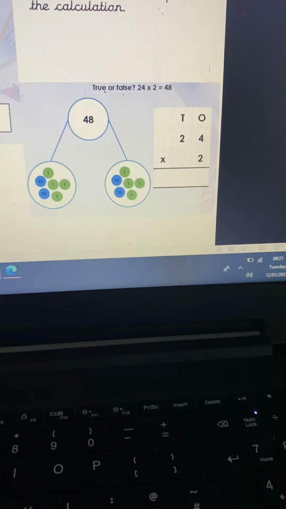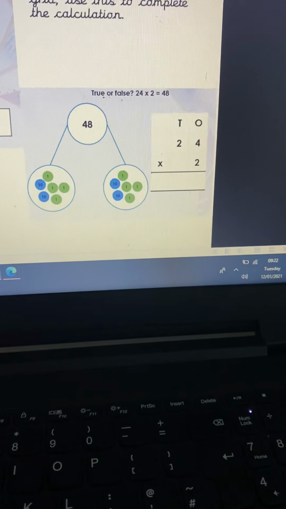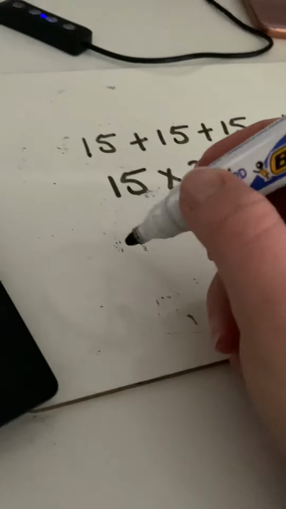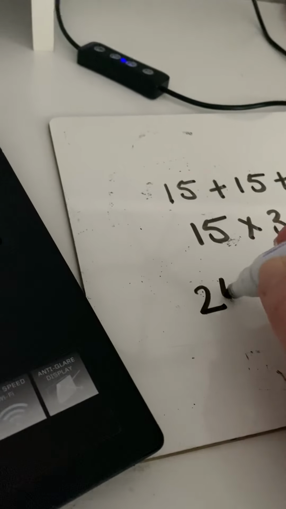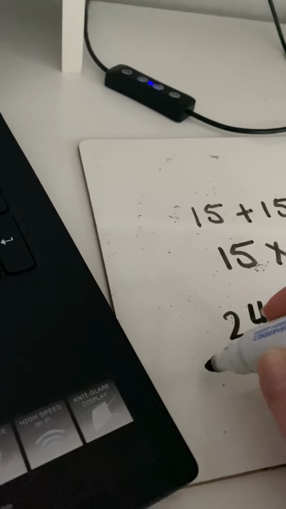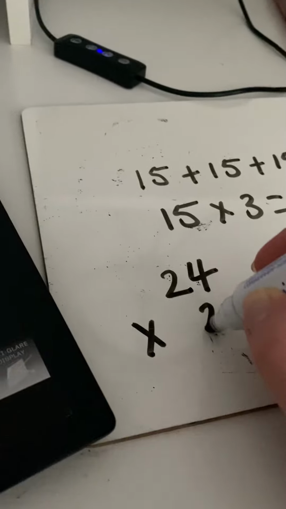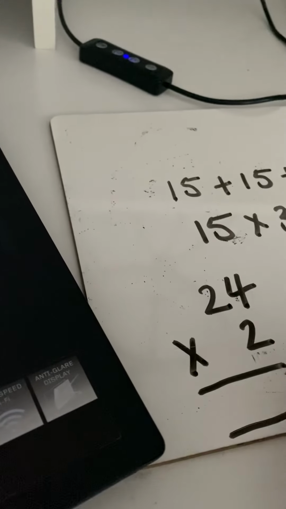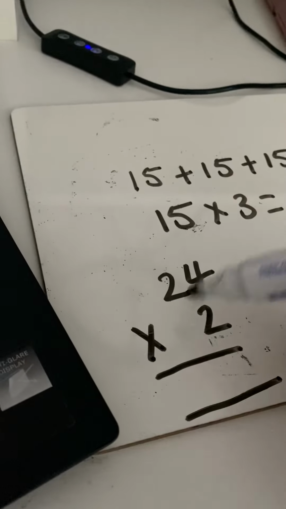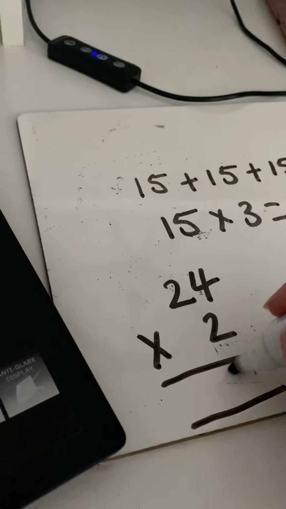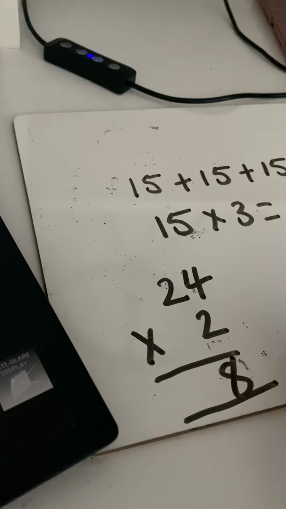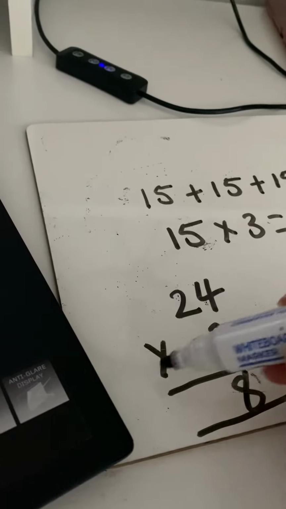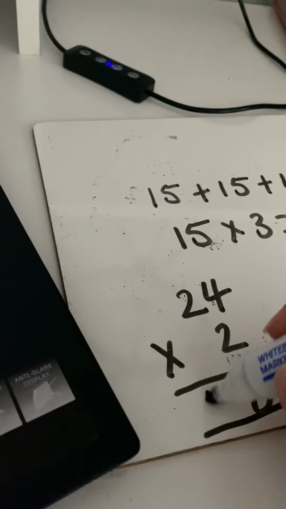Now I think it's been pretty reliable so far using the column method, so I might try that first. Now, 24 times 2 is my calculation. I'll start with 4 times 2, which is 8, and then 2 times 2, which is 4.